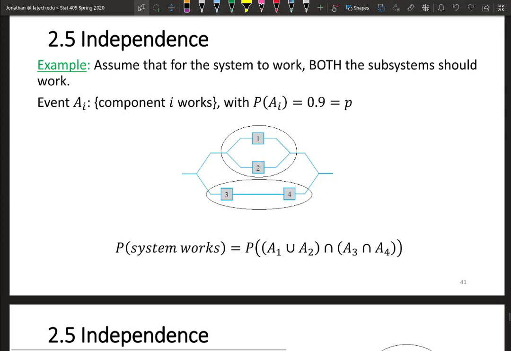today. This example is going to be another subsystem, but we just want to write it out. It's a little bit different. It's not the same as the last subsystem. So now this example says, assume that for the system to work, both these subsystems should work. That means the top oval and the bottom oval both need to work.